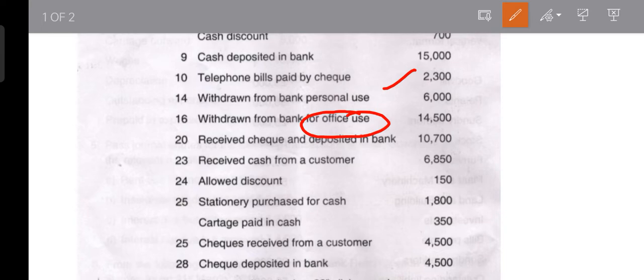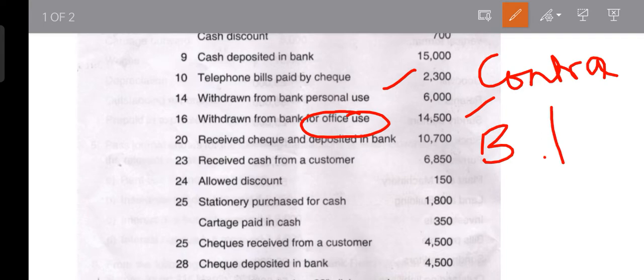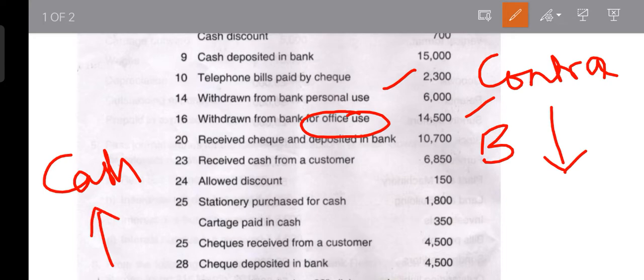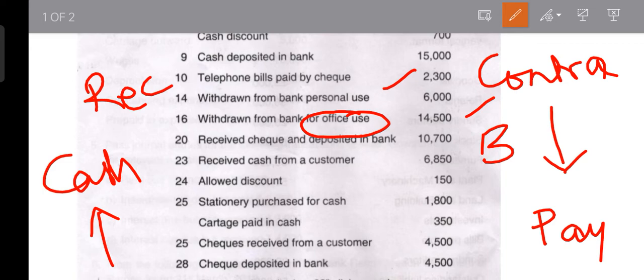Now from bank we are withdrawing for office purpose, that is 14,500. Again, this is one of the contra entries. Now the amount is withdrawn from bank, so bank balance is to be reduced. Now cash is coming into the cash box, so cash balance is to be increased. Any amount we need to reduce, we need to record under the payment side. Any balance we need to increase, we need to record under the receipt side.